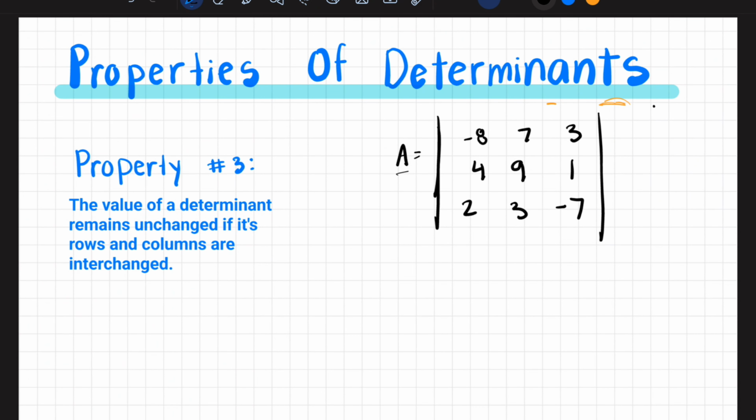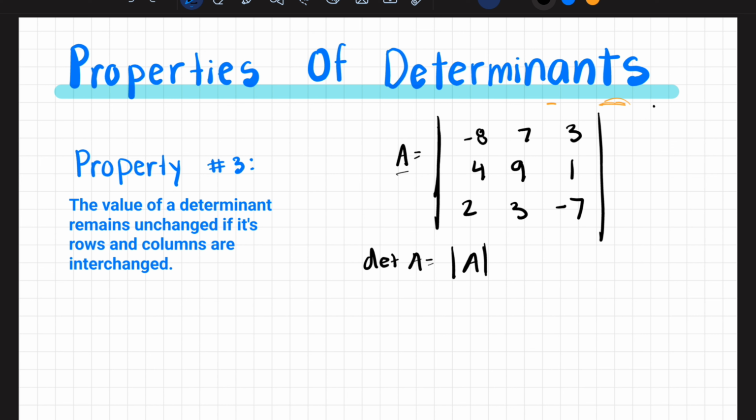All right, so now to our third property of determinants. The value of a determinant remains unchanged if its rows and columns are interchanged. So I have an example to the right. There is a matrix A and I just populated it with some values. It is a square matrix of order 3. And let's say the determinant of this matrix is just A, right? Because that is how we represent a determinant of a matrix with these lines.